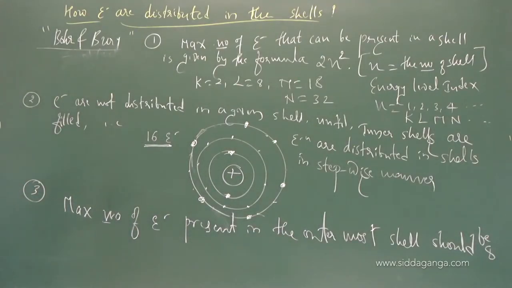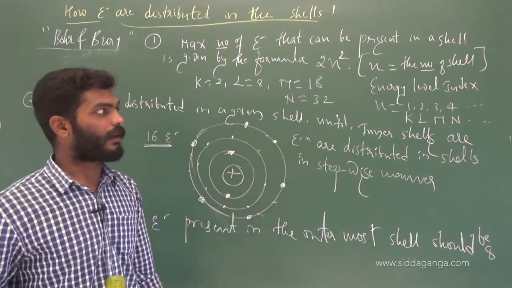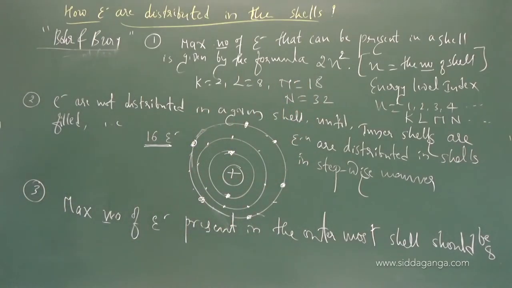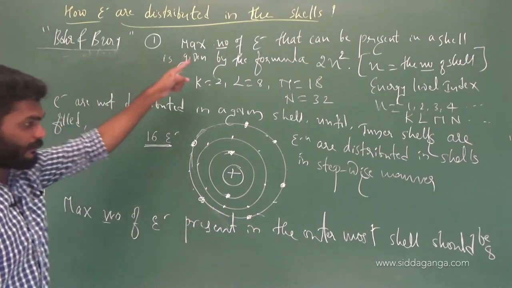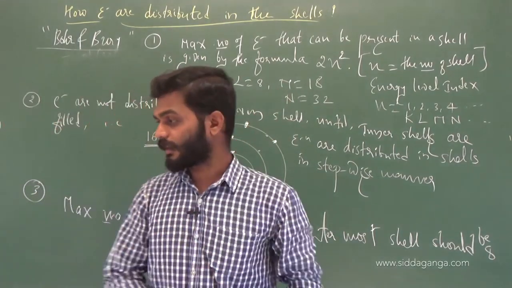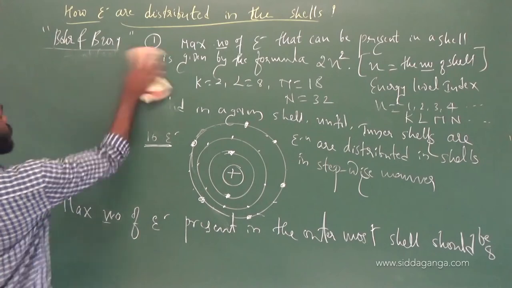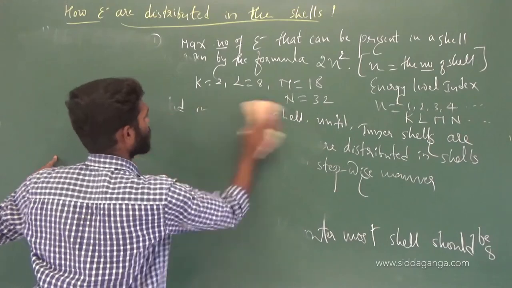Now, by using all these three rules, we are going to distribute electrons in some atoms, that is the first 18 atoms. Which are the first 18 elements? Hydrogen, helium. You must work on these rules, they will ask this question for 2 or 3 marks. So now you know the rules for filling the electrons in an atom, right?